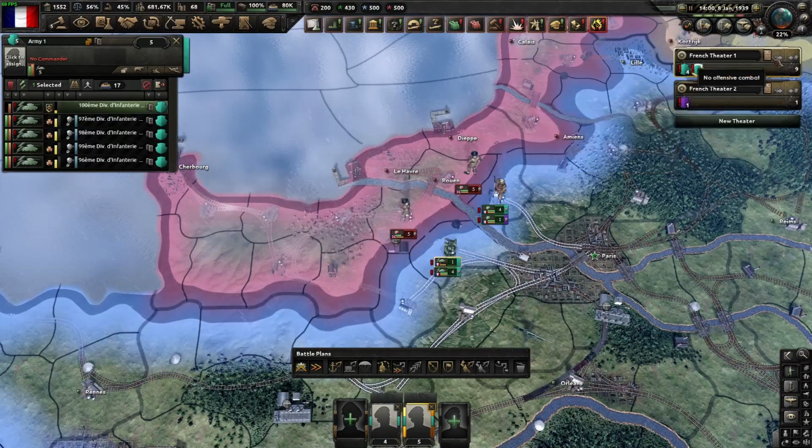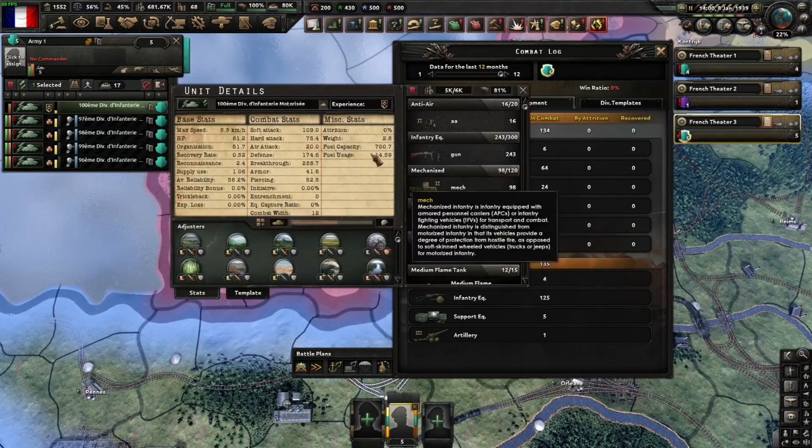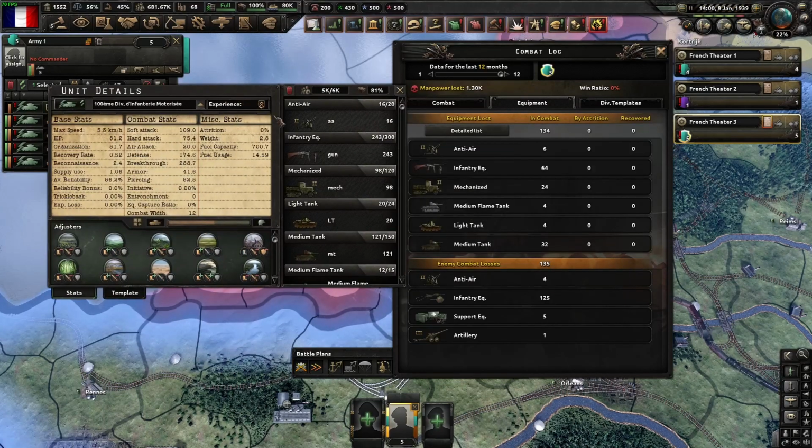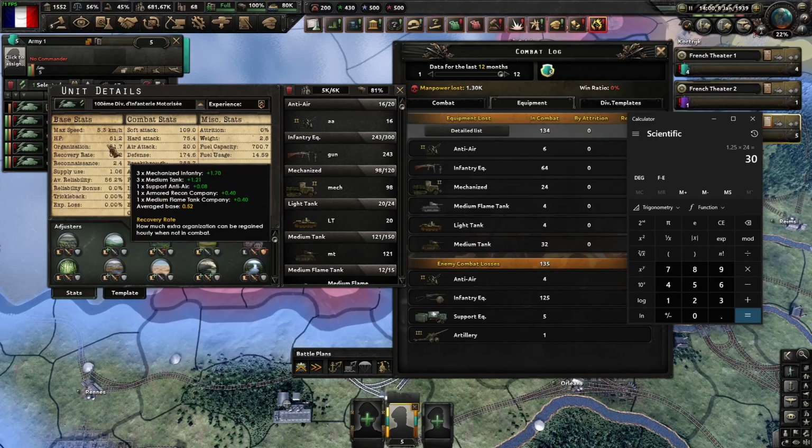Now let's look at our losses. We lost 32 medium tanks, 24 mechanized. If we look at the division, well, that's approximately proportional. 150 divided by 120 times 24 is 30. We lost slightly more medium tanks. That's just random variance. There was a little bit of RNG in what you're actually losing. The actual HP of the equipment doesn't matter. What matters is the HP of the division.